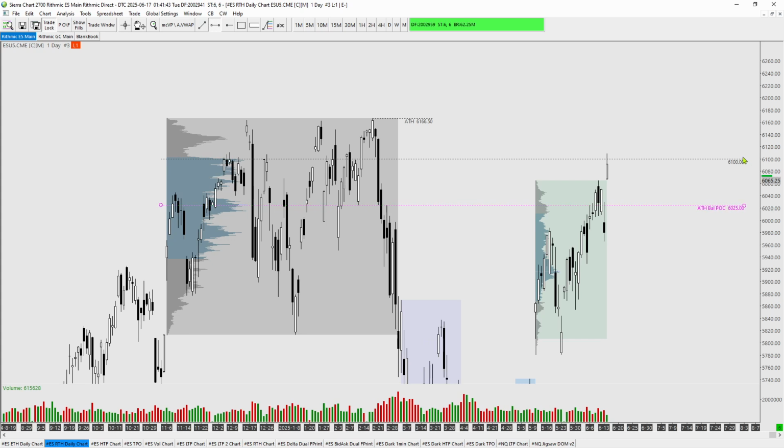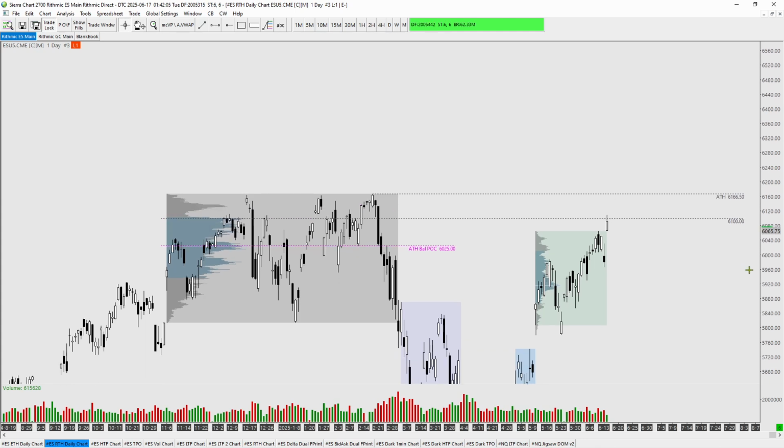All-time high, balance, point of control. So this balance, the point of control of it was 6025. I also like that. I'll just leave that there so it's not crowding up our screen. And the all-time high at 66.5, I also have that marked.